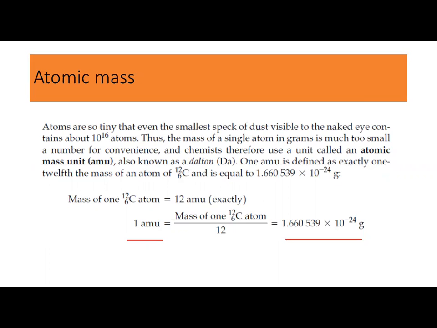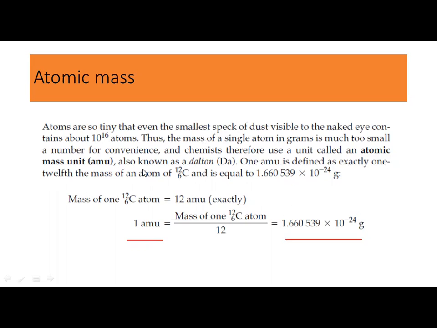So we use another unit, called the atomic mass unit. 1 atomic mass unit is equal to 1.660539 times 10 to the power minus 24 grams. It is difficult to measure such a tiny number of grams, and that's why we use another term, called the atomic mass unit, or simply AMU. AMU is the abbreviation of atomic mass unit.